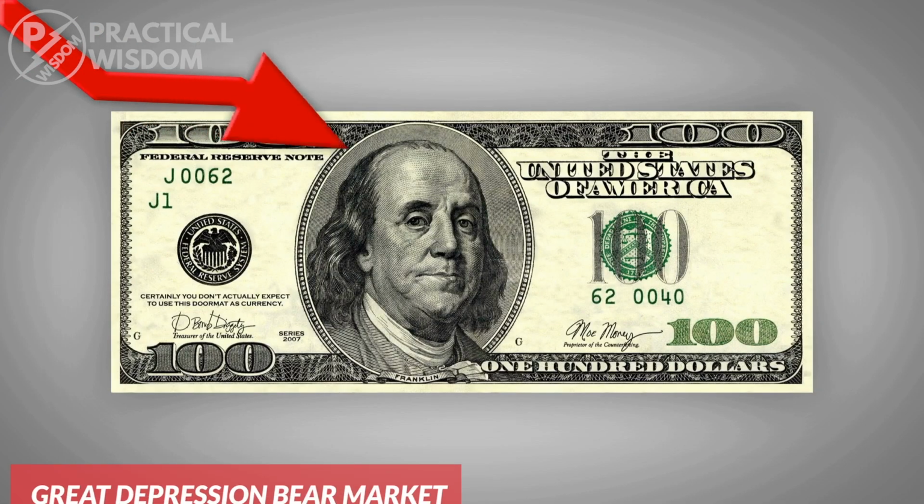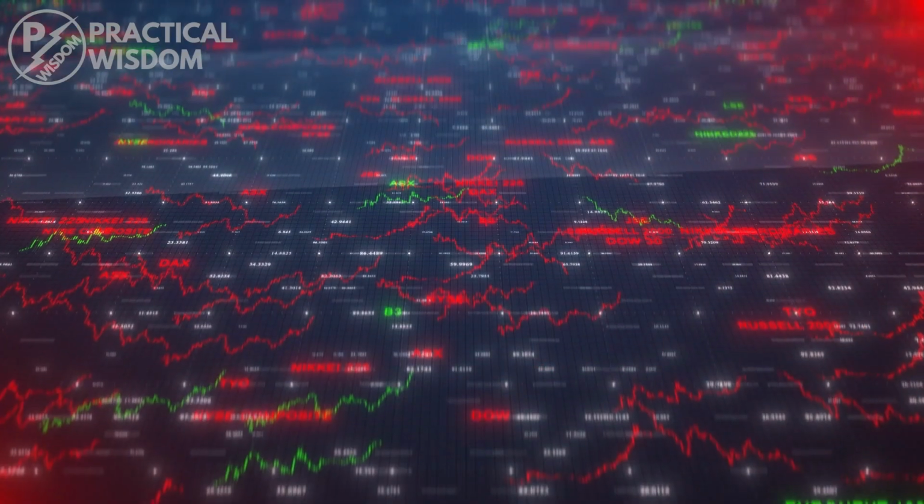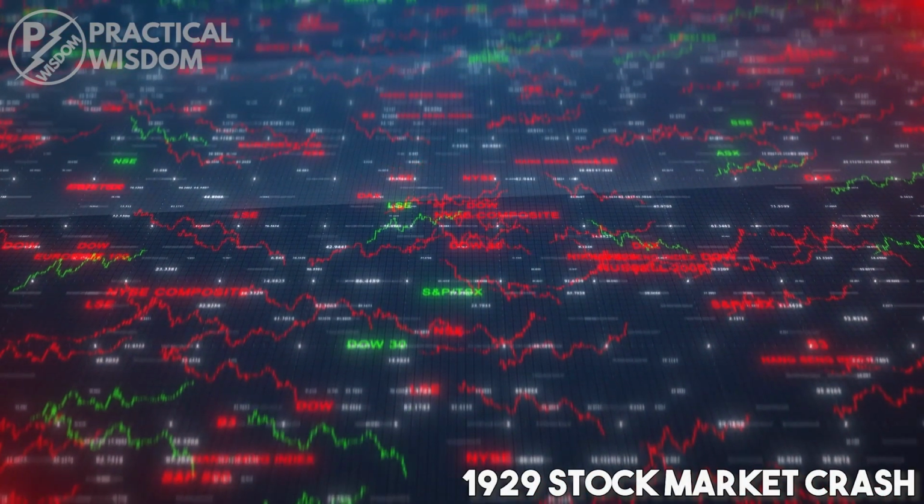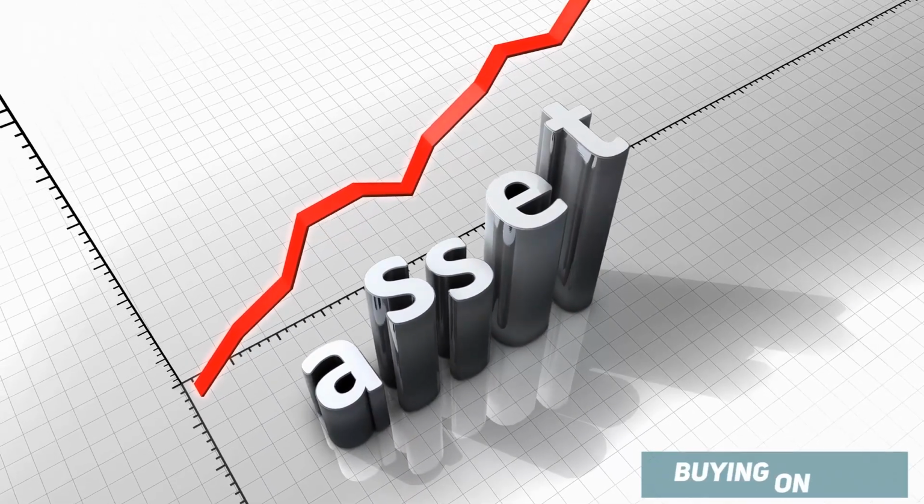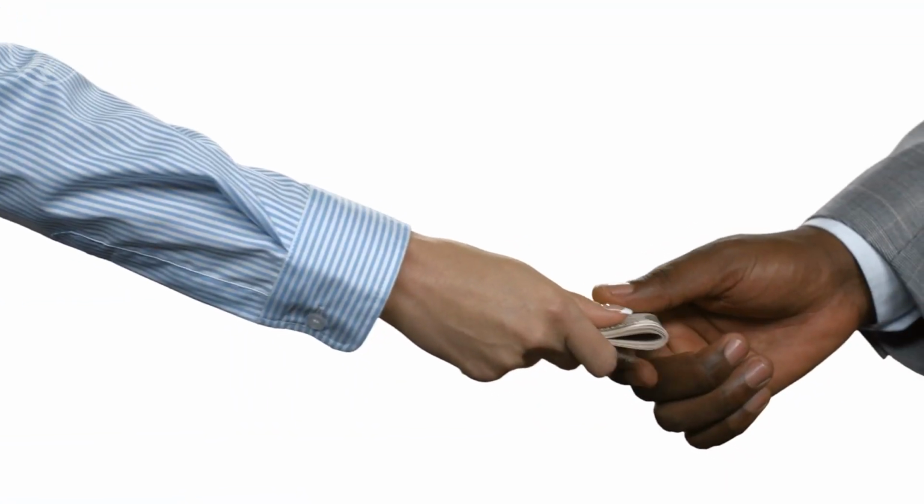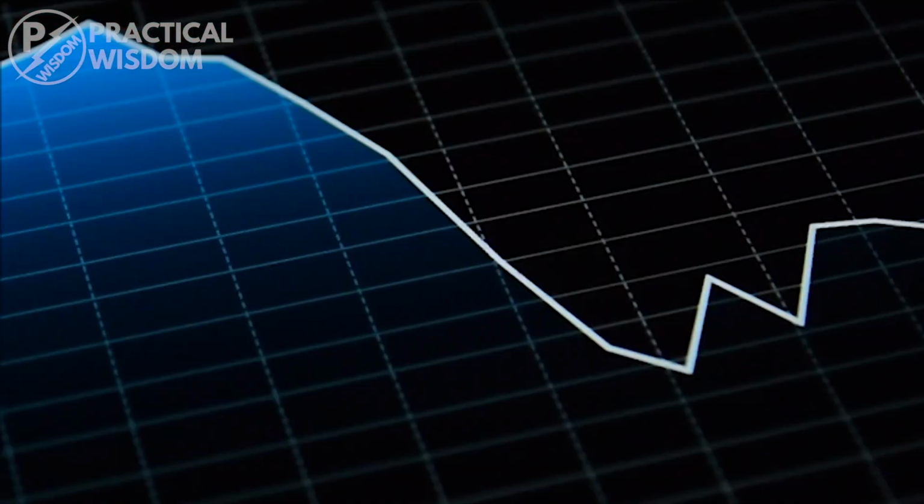Examples: Great Depression bear market. This was the worst in US history and was caused by the 1929 stock market crash. This was followed by the popping of an asset bubble known as buying on margin, which allowed people to borrow money from their broker and only put down 10 to 20% of the stock value.